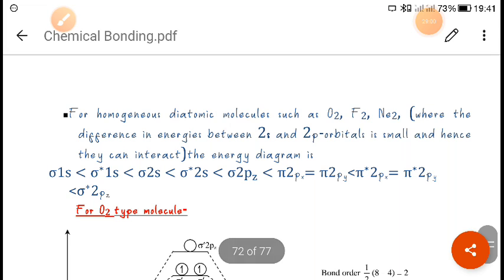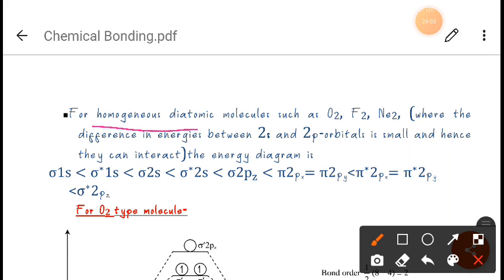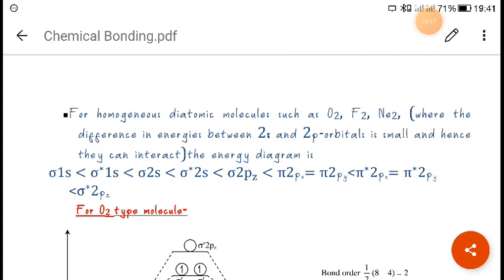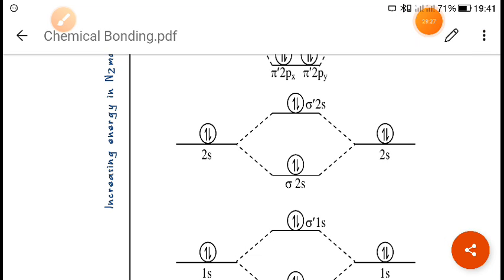So for homodiatomic molecules such as O2, F2 and N2, where the difference in energy between the 2s and 2p orbitals is small and hence they can interact, the energy diagram will follow this order. I hope you have understood this. Let me explain it clearly, so once again we will see here.